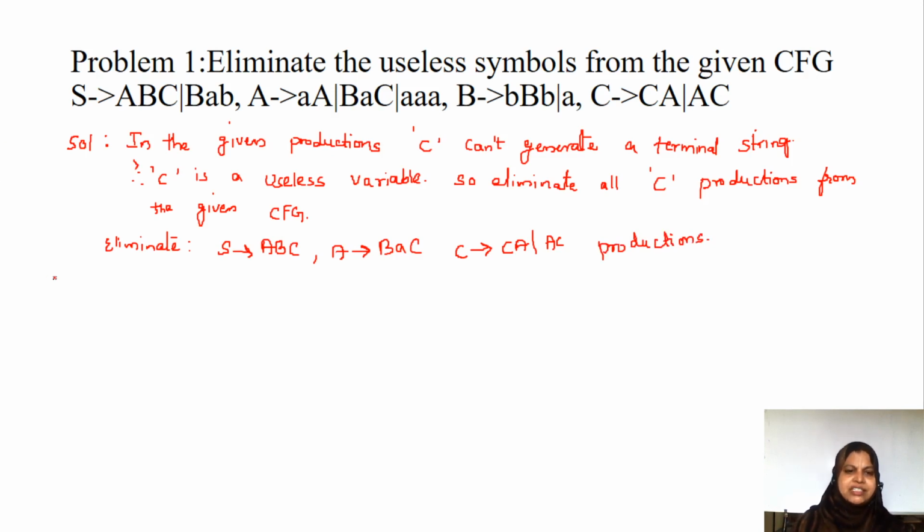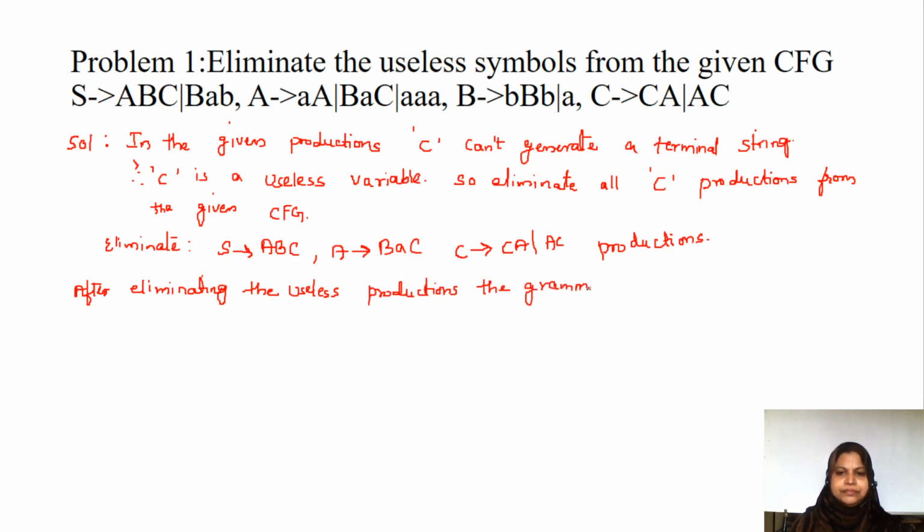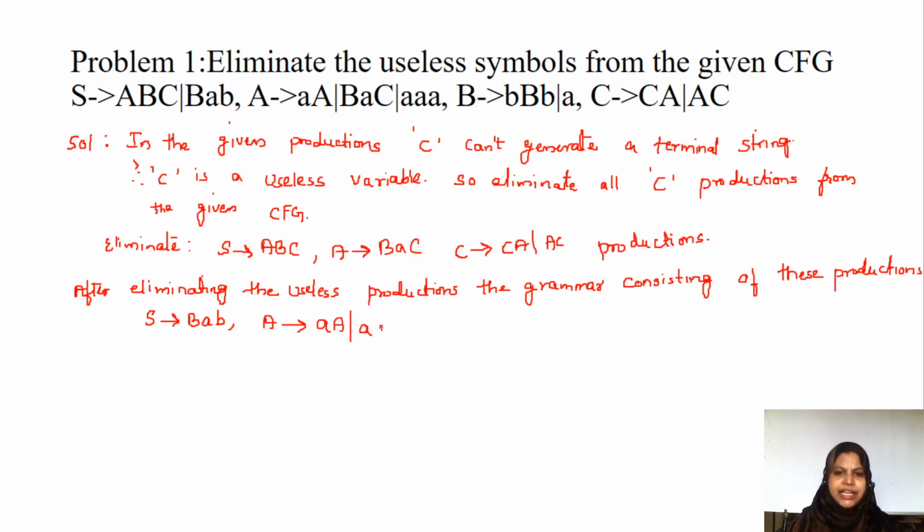After eliminating the useless productions, the grammar consists of these productions: S tends to BAB; A tends to AA | AAA; B tends to BB | A. Now this grammar consists of these productions.